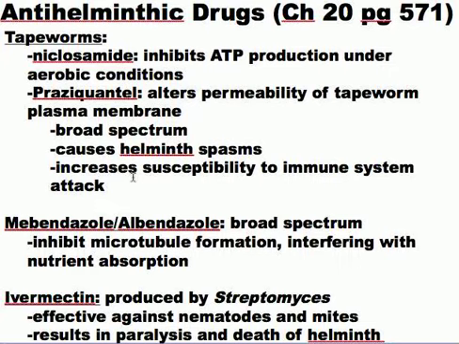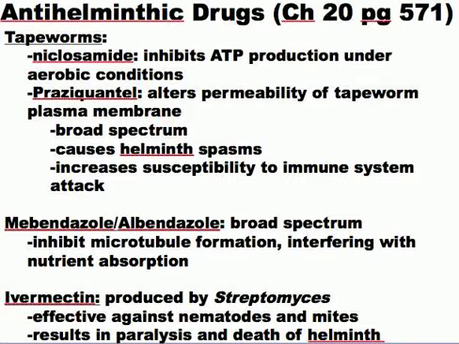And ivermectin. This is an anti-helminthic drug produced by Streptomyces. It's effective against nematodes and mites, and what happens is it results in the paralysis and the death of the helminth. So normally, if the helminth is paralyzed or dead, it can be easily passed through the body.